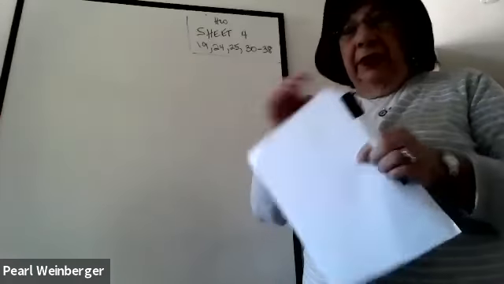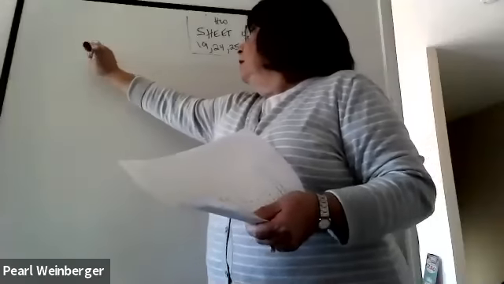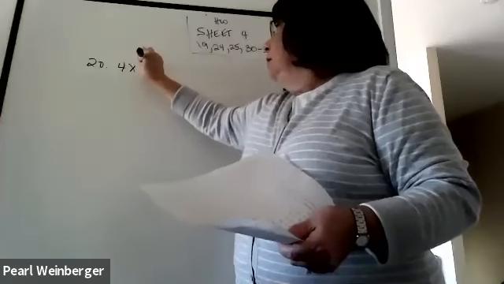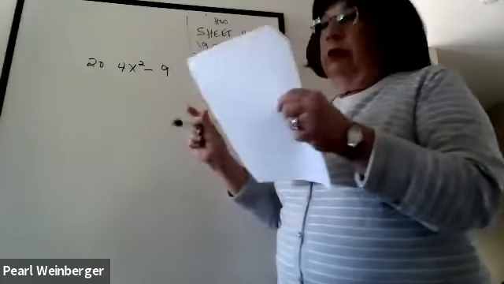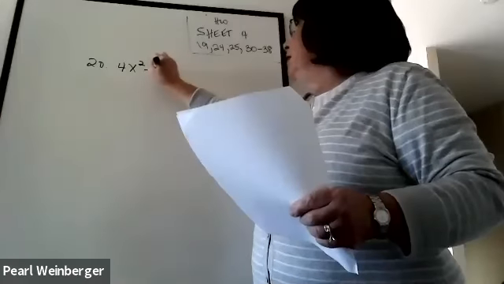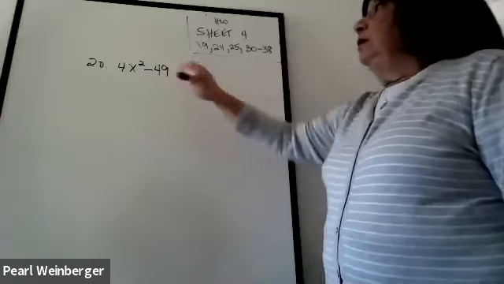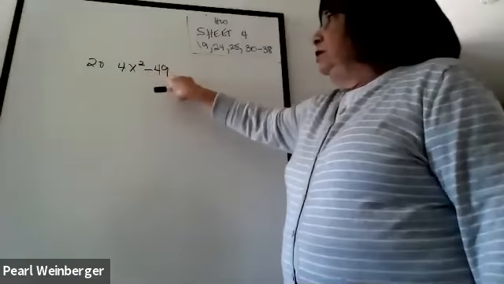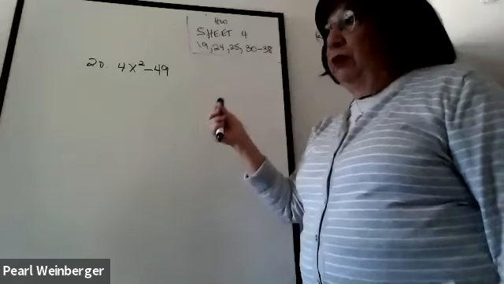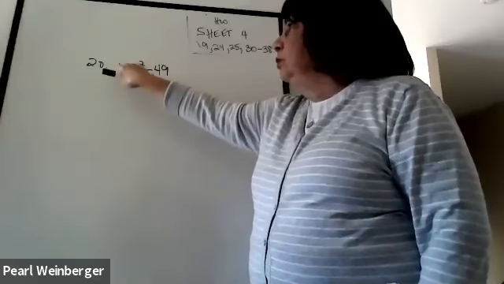Next example that I gave you was number 20. And it says factor 4x squared minus 49. Sorry. And again, I look for a common factor, but there isn't one. Now, this is a binomial, so the only way I can factor it is if what I have is what's called the difference of squares.